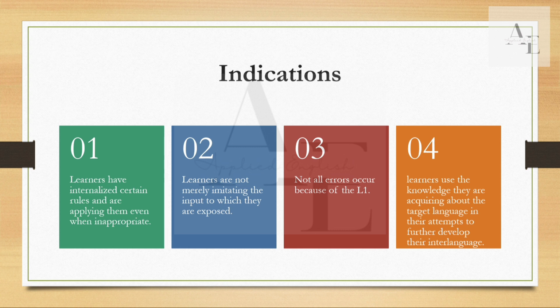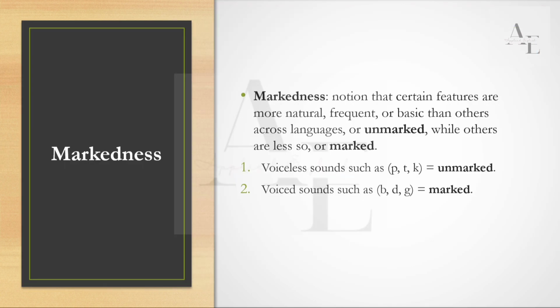And finally, learners use the knowledge they are acquiring about the target language in their attempts to further develop their interlanguage. We talked about developmental errors. These are the errors that learners make on their way to mastering the language, and overgeneralization is one of these errors that learners make in an attempt to further develop their interlanguage. We said that interlanguage is the learner's language. That's all about overgeneralization.